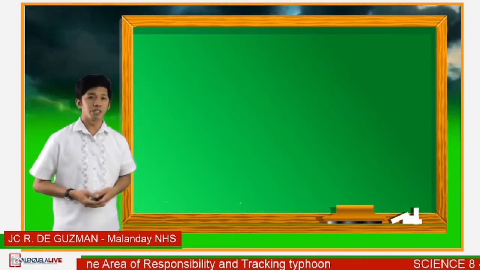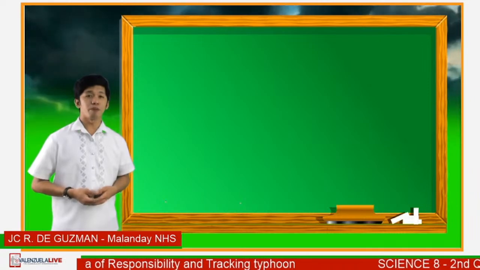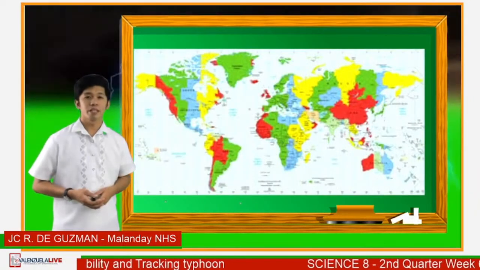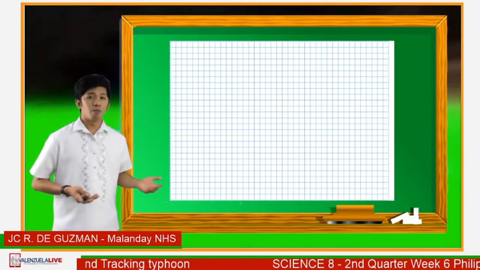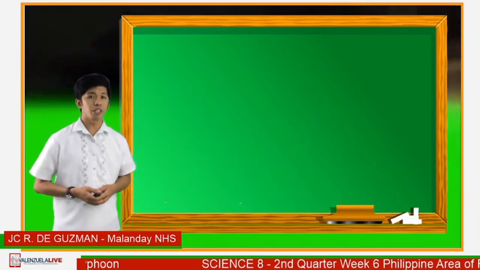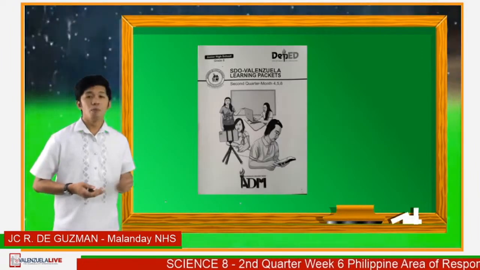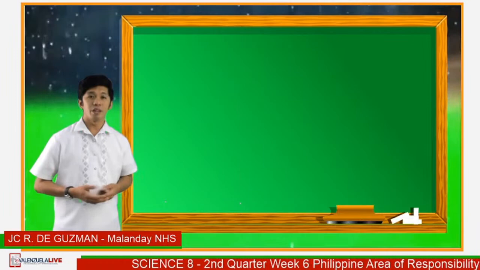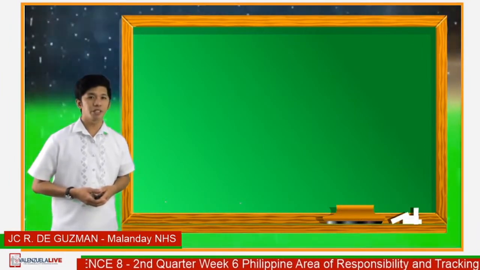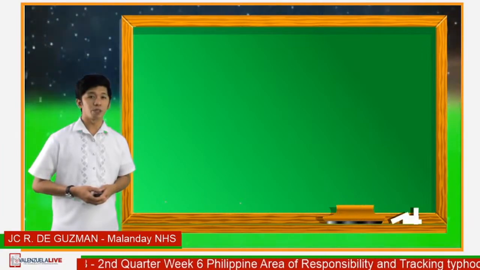Before we start our discussion, make sure that you have prepared the following: world map, wrapping paper or bond paper, ruler and pencil, and especially your science module. And make sure that your workplace is clean. So learners, make sure to clean your area of responsibility first.